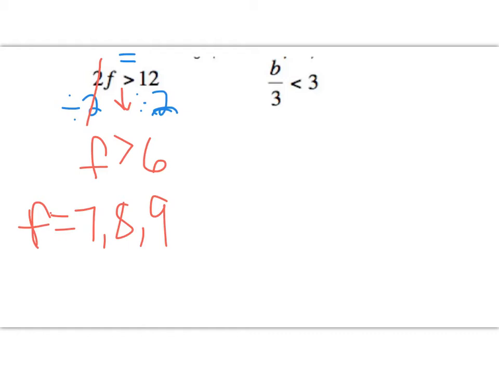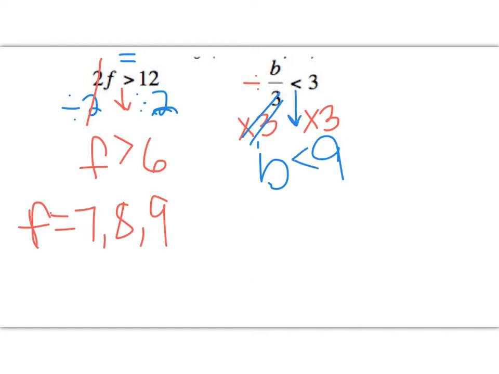Okay, let's look at this next one. This is B divided by 3. So since we're dividing B by 3, on both sides I need to multiply by 3. Dividing by 3 and multiplying by 3 cancel each other out. So I'm going to bring down the B, and then 3 times 3 is 9. And I'm going to carry down this less than sign, and my answer is B has to be less than 9. So B could be anything from 8 to 7 to 6 and so on.